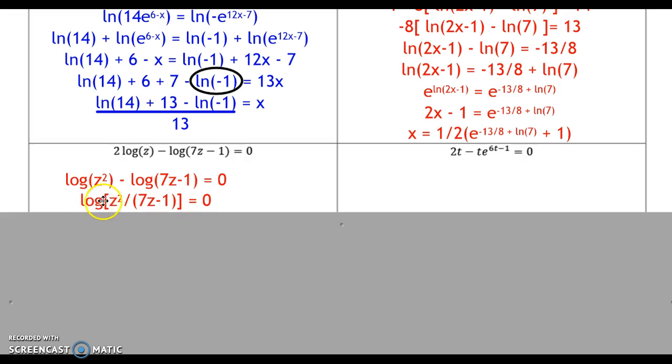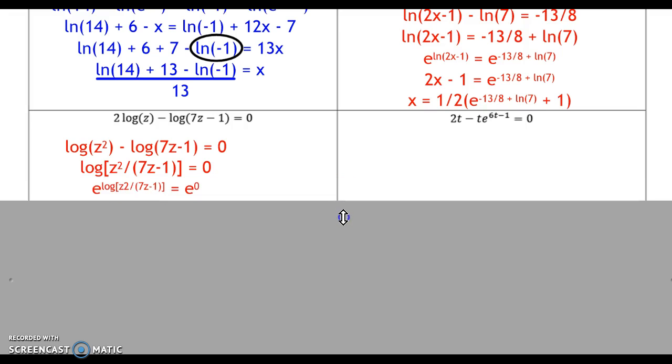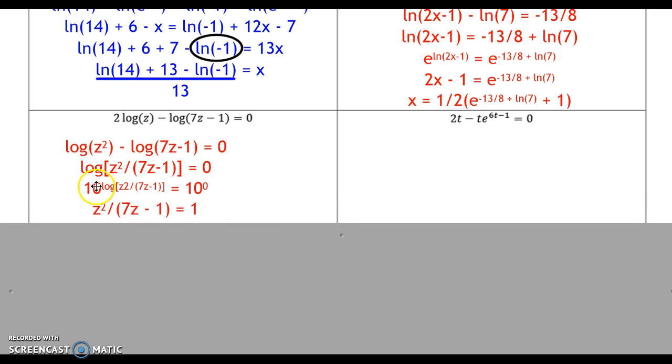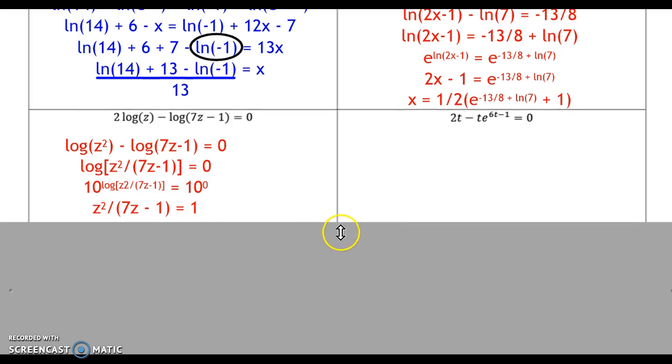Then once we have log of just one single expression, we can put both sides to, well, not e, but 10. And the reason we were able to use base 10 was because any log that does not have a stated base is considered to be the common log, which means base 10. On the left-hand side, once we do 10 to the power of log of z squared divided by (7z - 1), that just eliminates the 10 and the log. On the right-hand side, 10 to the 0 is 1.